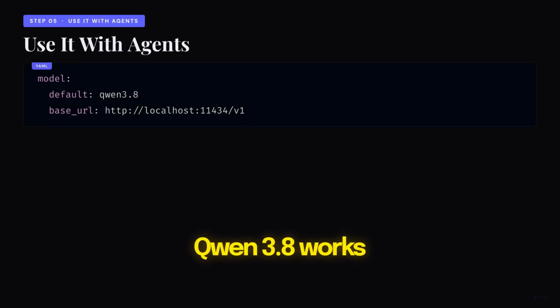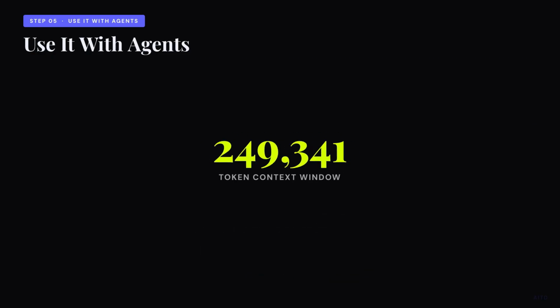Last piece. Qwen3.8 works with coding agents like Hermes Agent or OpenClaw through Ollama's own API. Point your agent's configuration at Qwen3.8 and it runs with the model's full context window. 256,000 tokens, no extra setup needed.